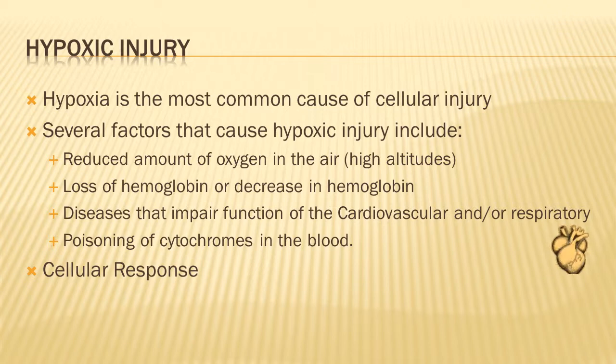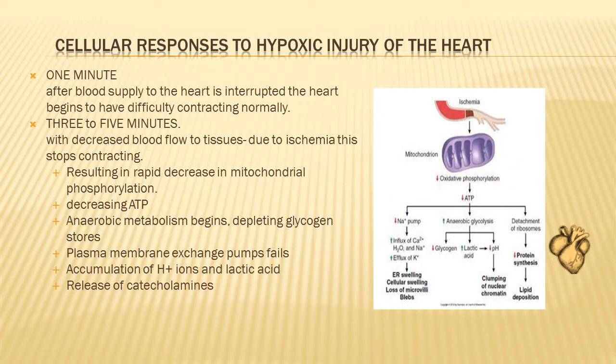It's quite intense when there's ischemia. Hypoxic injury leads to cellular responses. Within 1 minute, the heart is interrupted and doesn't want to contract normally. So if you're having very difficult 3 to 5 minutes, it stops contracting, and then that's going to start the whole process of cellular response: a rapid decrease in myocardial phosphorylation, a decrease in ATP, and then that's your energy.